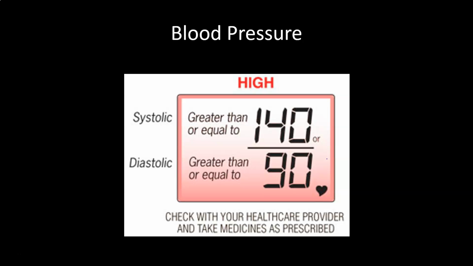Systolic pressure is the top number in a blood pressure reading. Systolic pressure is the pressure when the heart's contracting. Diastolic pressure is the lower number in a blood pressure reading, and that is the pressure of the blood when the heart's relaxed.